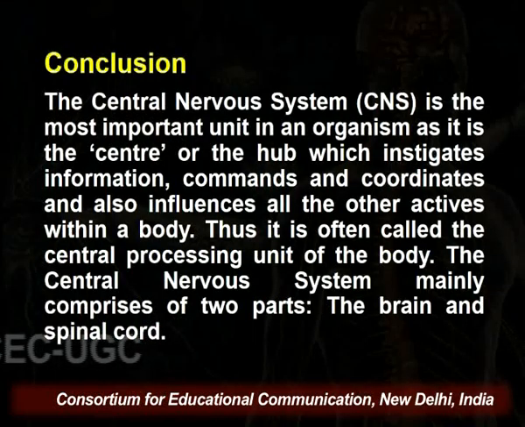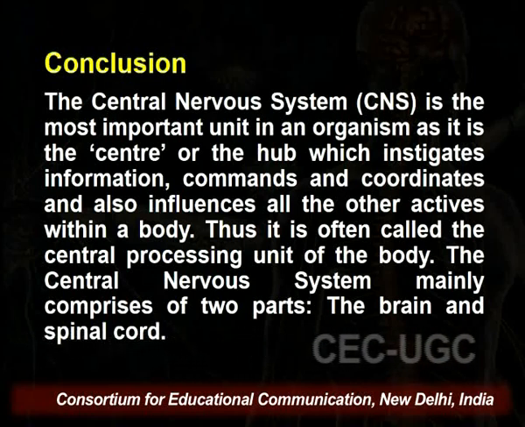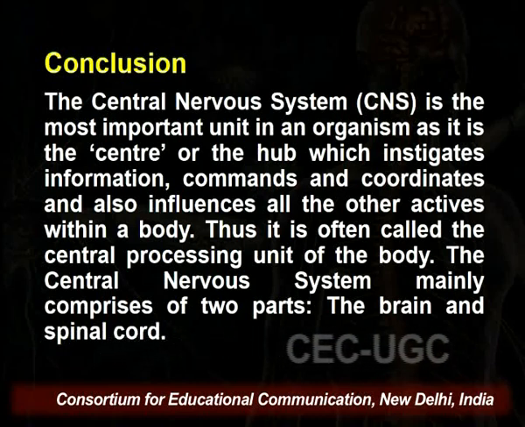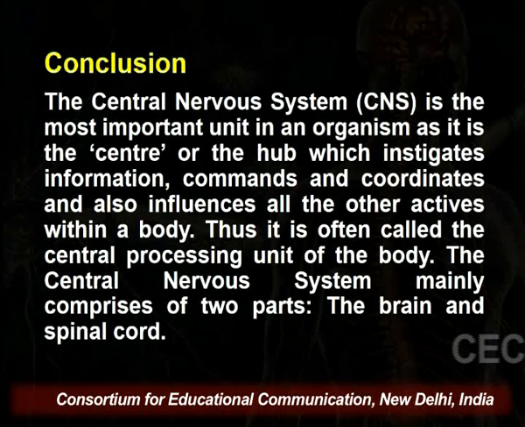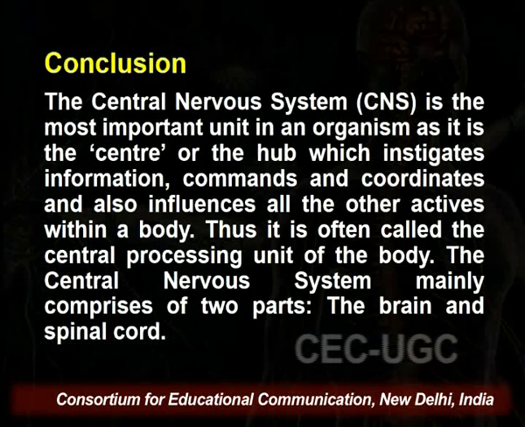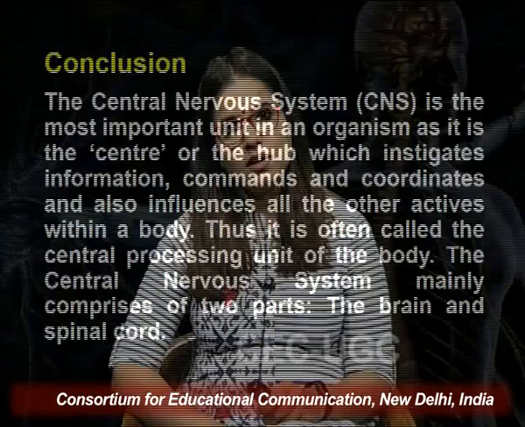So in conclusion, we can say that the central nervous system is the most important unit in the organism as it is the center of the hub which instigates information, commands and coordinates and also influences all the other activities within the body. Thus, it is called the central processing unit of the body. The central nervous system mainly comprises two parts, the brain and the spinal cord.